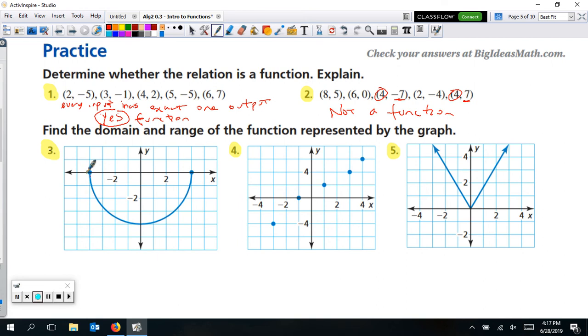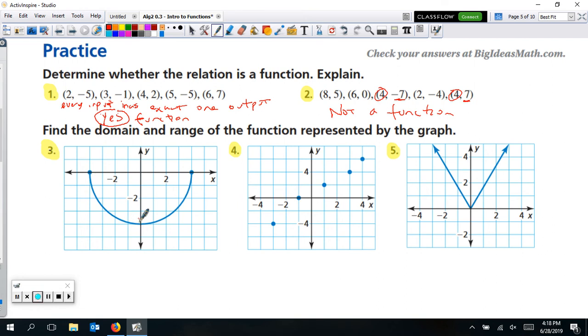Now if this was a circle, all the way around, a circle would not be a function because a vertical line would touch here and up here at the same time, touching two places on that circle graph. So a circle is not a function. It is a relation. But this right here, which would be a semicircle, is a function.